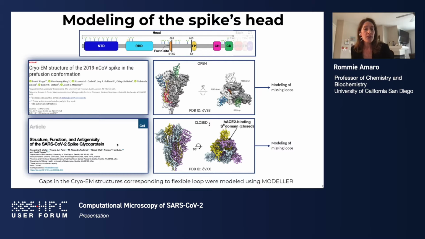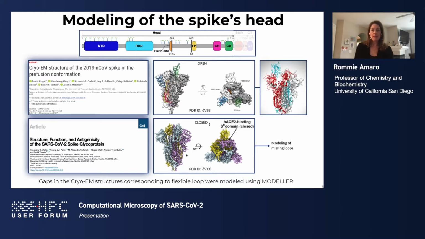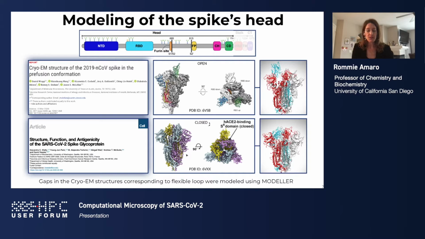A few weeks later, another study by the group of David Veesler at the University of Washington presented another study that largely recapitulated the same structure of the up state, but they also developed a model of what the closed or down state would look like. And so we took both of those structures and computationally filled in different loops and missing gaps, if you will, and we were able to create a model of the whole system. And you can see those here. So these are the complete models that were only possible to make with these computational methods.